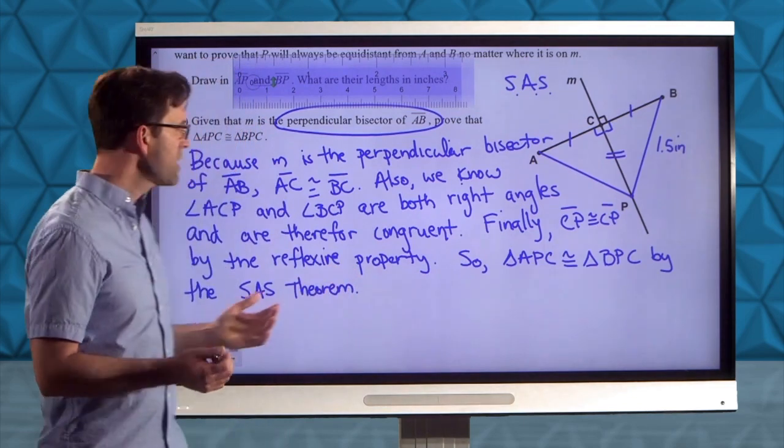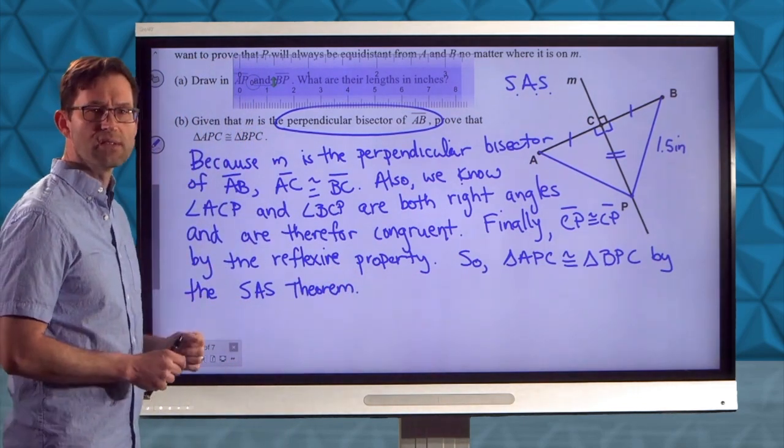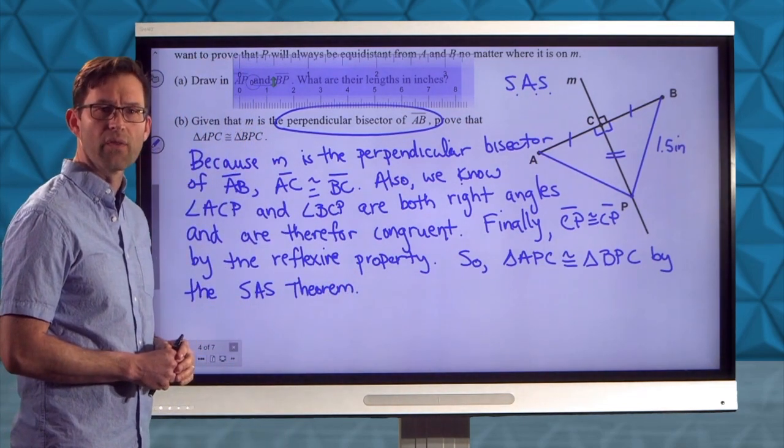All right? Let me step back here for a second, give you a chance to take a look at this text, write down anything you need to.